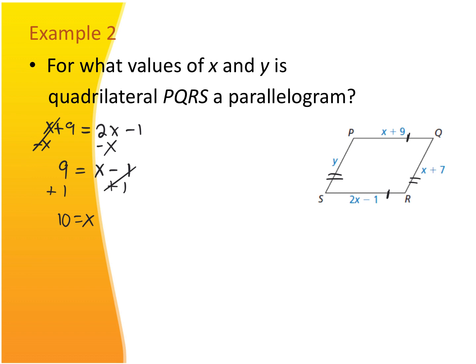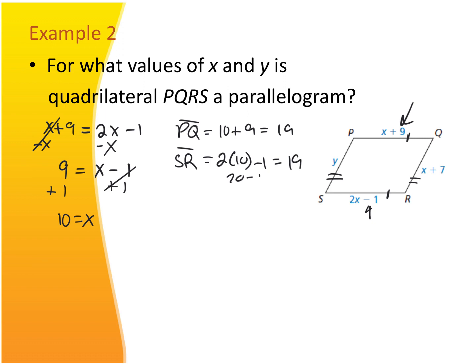Awesome. We solved the first part of the question. Now, before I move on, you guys can check it. We can plug x into here and here. If we do, we're going to get 10 plus 9 for segment PQ, so that's going to give us 19. And for segment SR, we're going to plug in 2 times 10 minus 1, so that's going to be 20 minus 1, gives us 19. It is a way of checking, guys. Since it is the same for both when we checked, we know we did the math correctly.